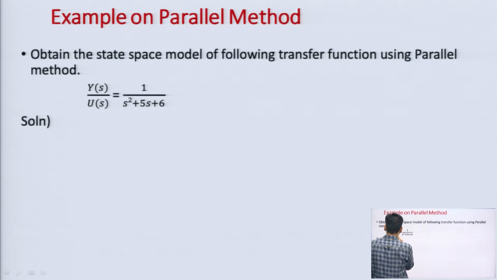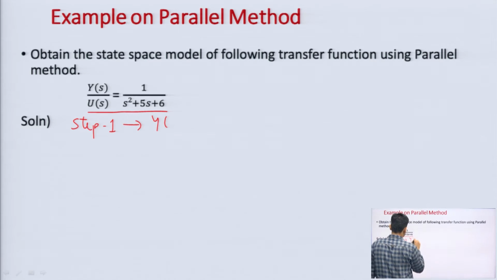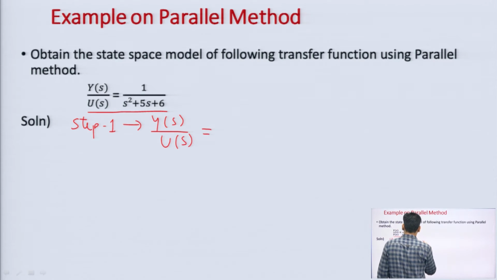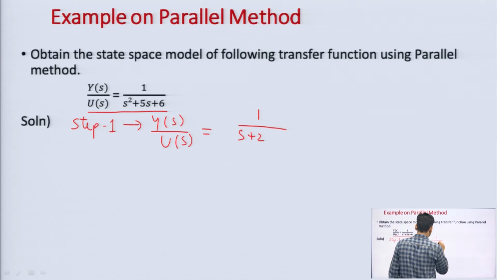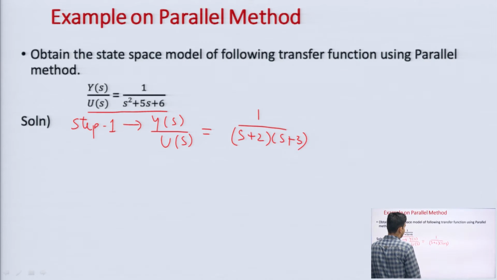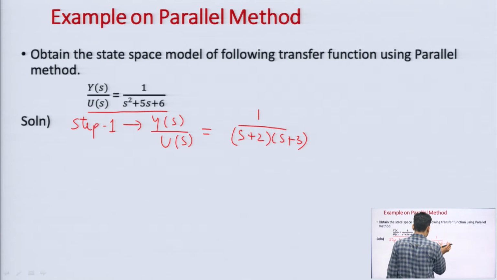Here the transfer function is given as Y(s) over U(s) equal to 1 over s square plus 5 s plus 6. What is step 1 to solve this type of numerical? We need to convert this transfer function into factored form. I will convert it into factored form via this simple arrangement, and with the help of partial fractions we need to separate out these two expressions.